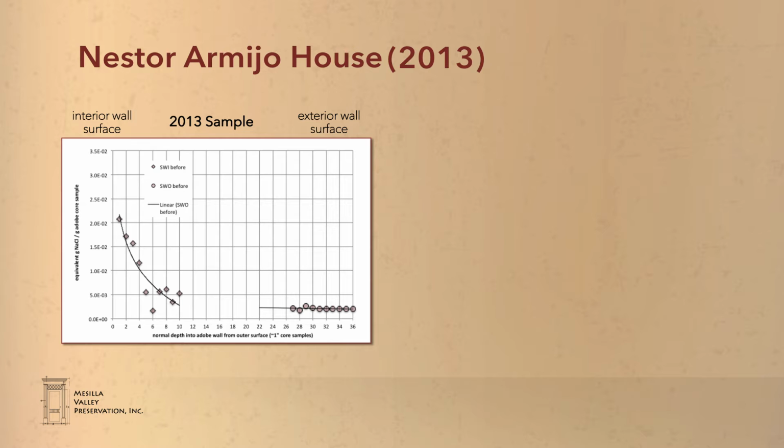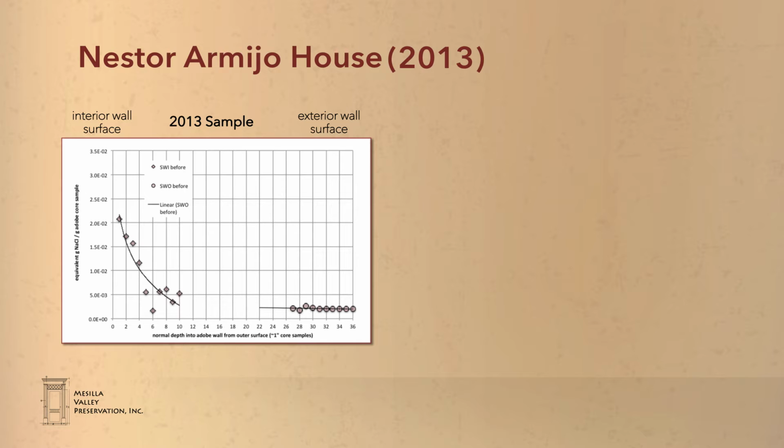In 2013, core samples were taken from both the interior and exterior of the 3-foot-thick adobe wall, at approximately the same location and height, using MVP's sampling kit. The goal was to get a representational cross-section of the wall to determine where the salts were concentrated. The results showed a very strong exponential salinity gradient toward the inside surface of the wall. The results met our visual expectations, but they were exactly the opposite of normal wall behavior.